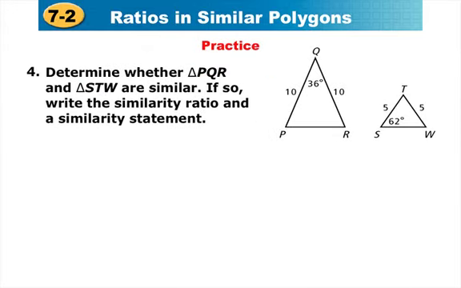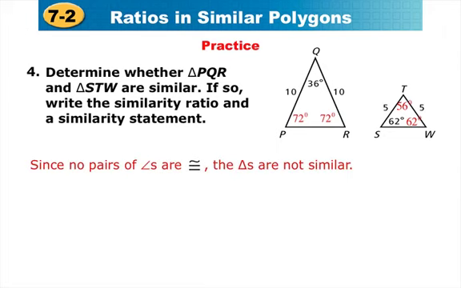So here's number 4. Determine whether triangle PQR and triangle STW are similar. If so, write the similarity ratio and a similarity statement. Every single one of you should be able to see where I get these angles from. If you don't, well, that's not a good sign. But if you want me to clarify, talk to me in class. So from here, we can conclude the following. Since no pairs of angles are congruent, the triangles are not similar.